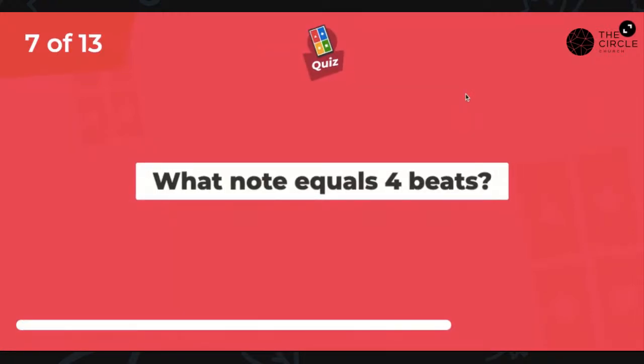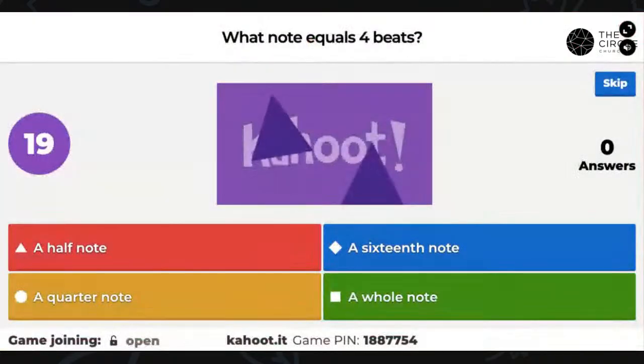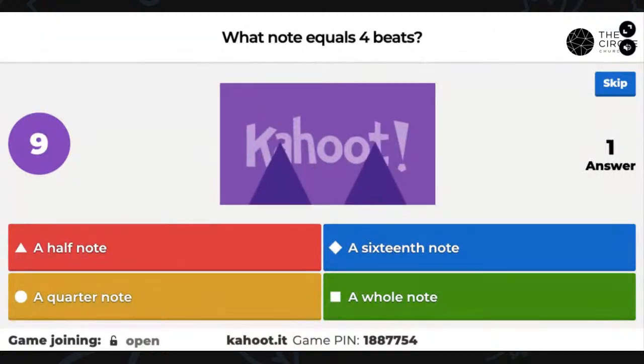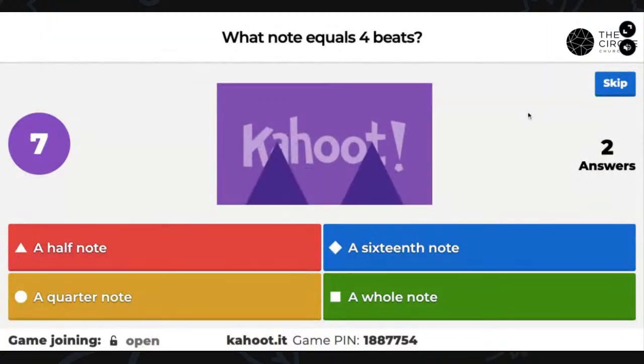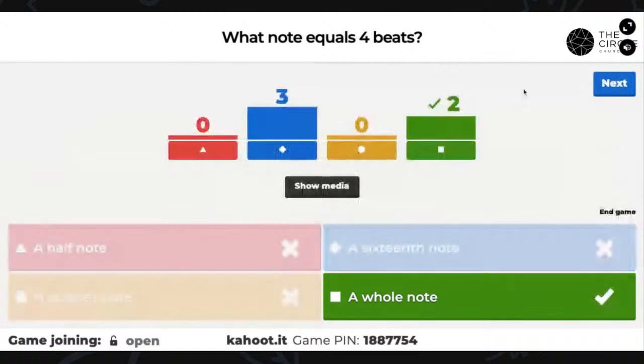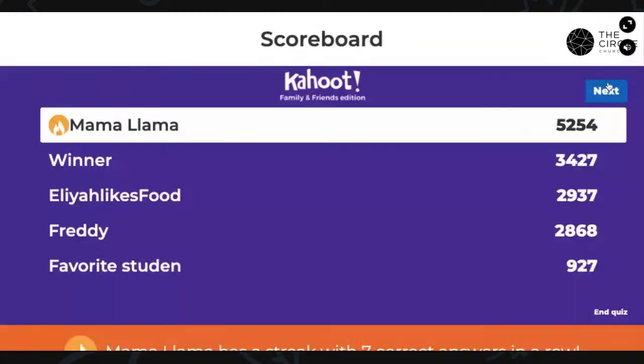This question is, what note equals 4 beats? The red is a half note, blue is a 16th note, yellow is a quarter note, and green is a whole note. Okay, Llama Llama has a streak of 7 correct answers in a row.